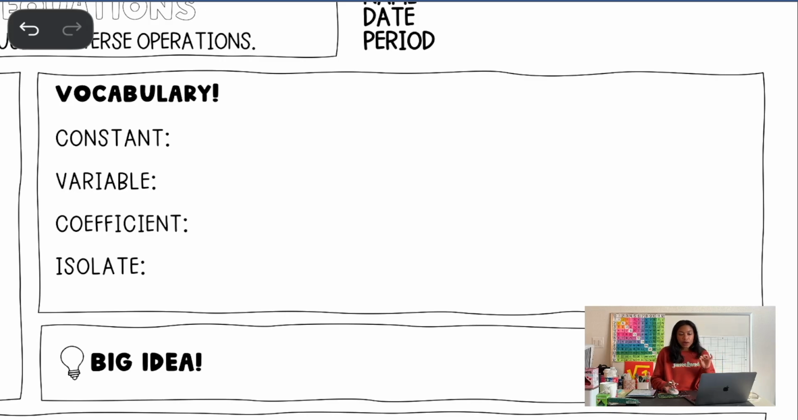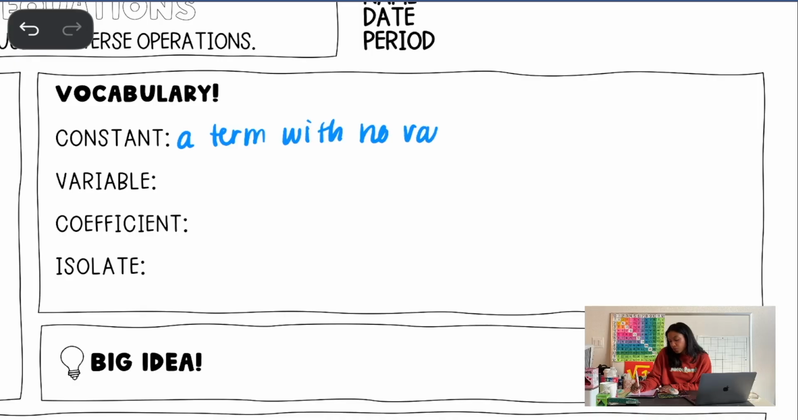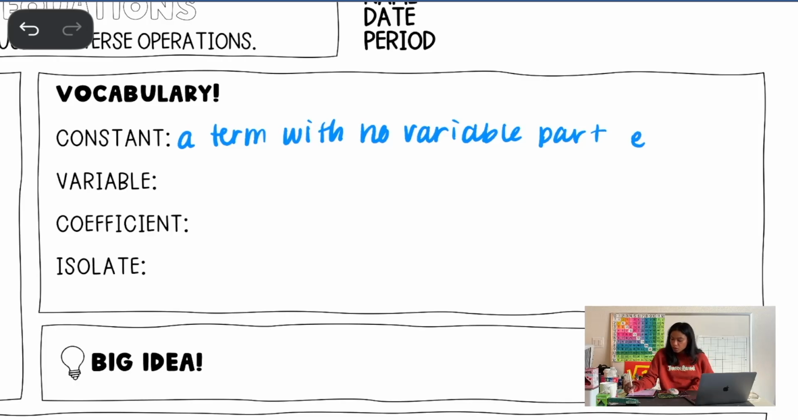Here are our vocabulary terms for today. The first one is constant. We talked about constants in the last lesson on the distributive property. A constant is a term with no variable part. So it is just a number. You can choose any number you want. For example, 6 is a constant.